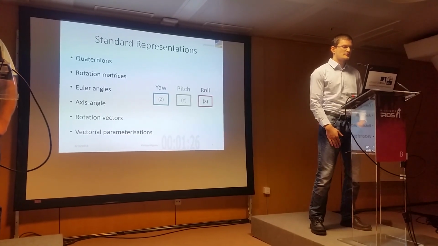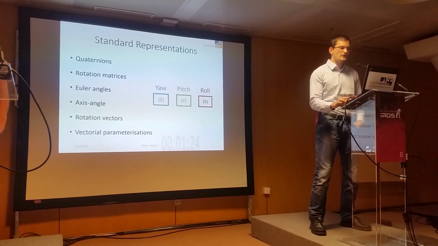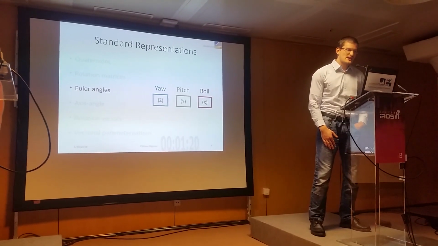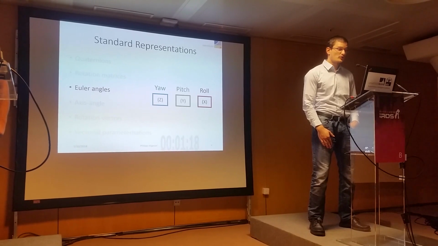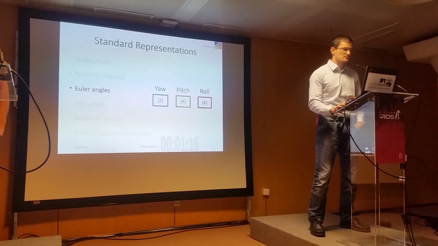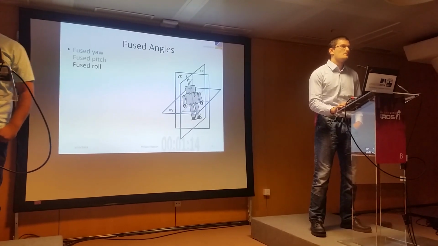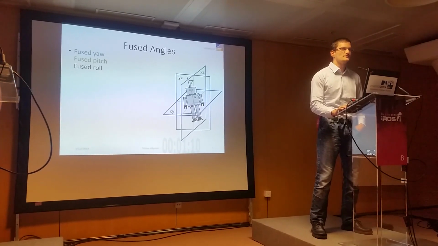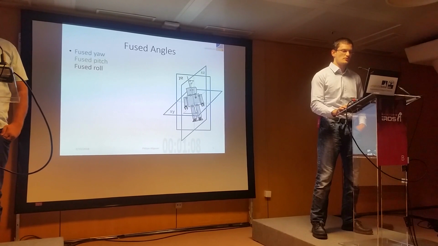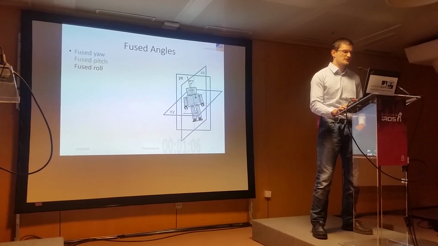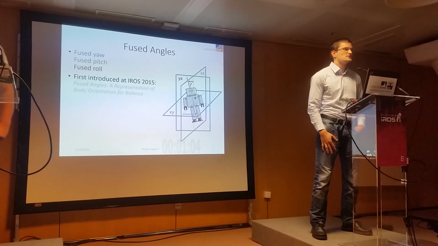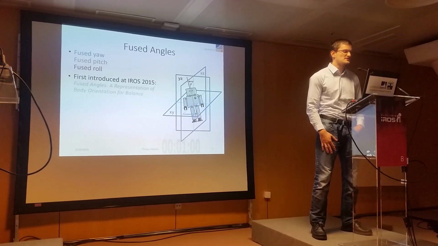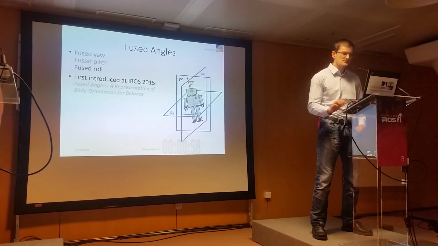So, looking at our standard rotation representations, clearly only one of them could possibly do what we want. But the answer is actually not really. There are problems, as discussed in detail in my paper. My answer to these problems is fused angles, which defines fused yaw, fused pitch, and fused roll components that do exactly what they should. Fused angles were first introduced at IROS 2015 in my paper titled Fused Angles, a Representation of Body Orientation for Balance.